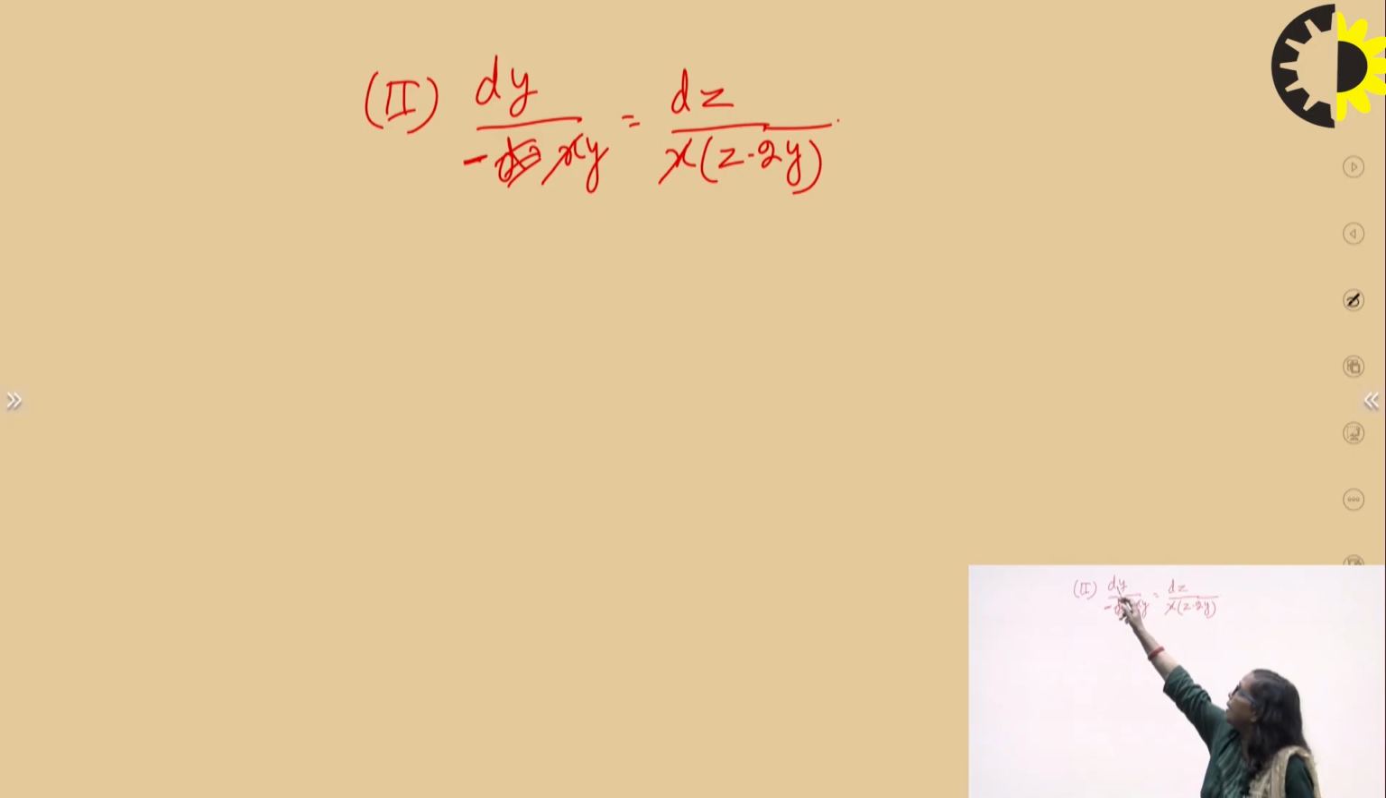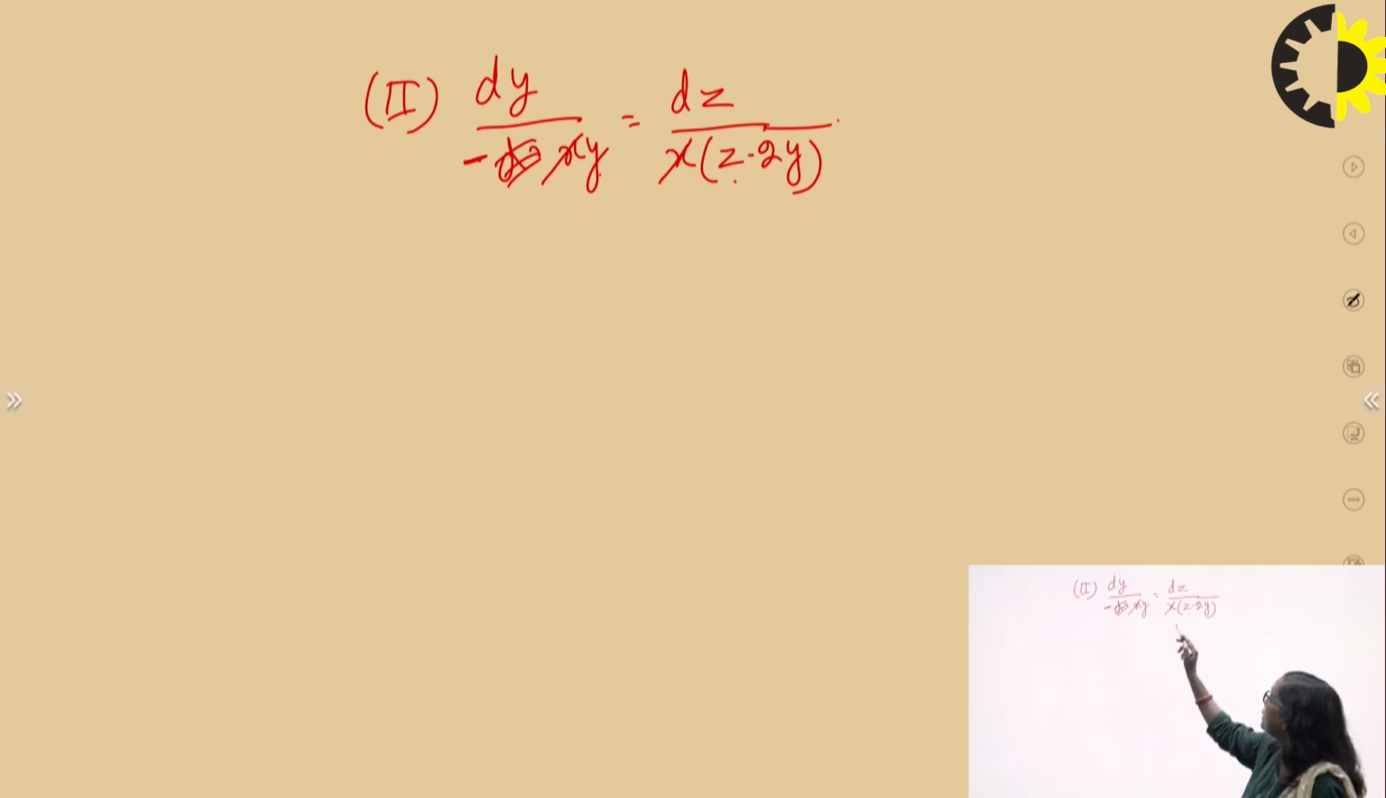So yes, dy by y is integrable, we can integrate it. But what about the left hand side? dz by z minus 2y is not integrable. Due to the presence of this 2y, this function is not. So what we start doing, we again start doing the cross multiplication.